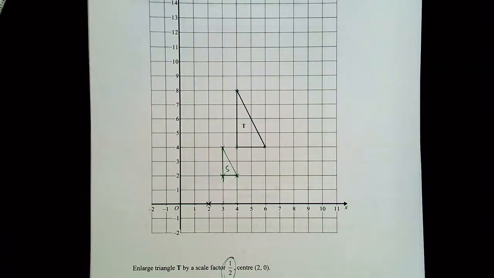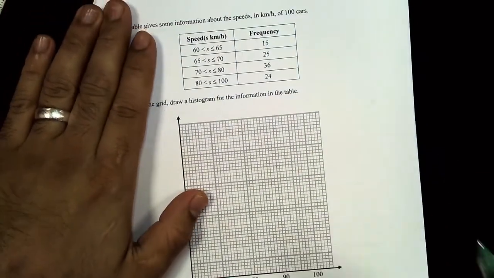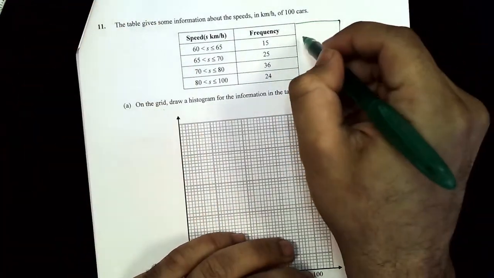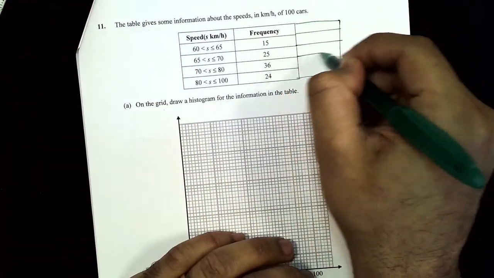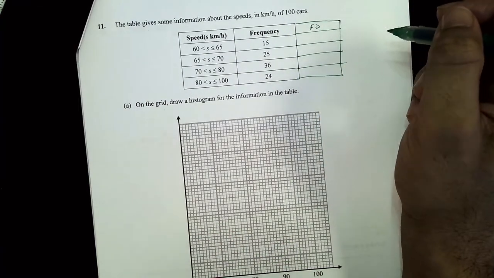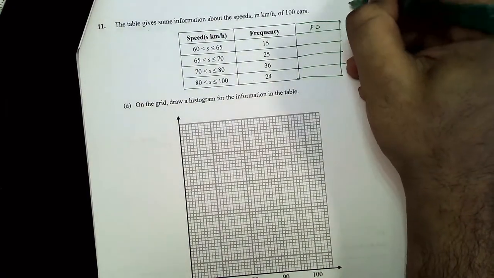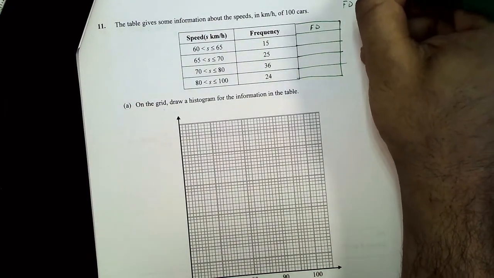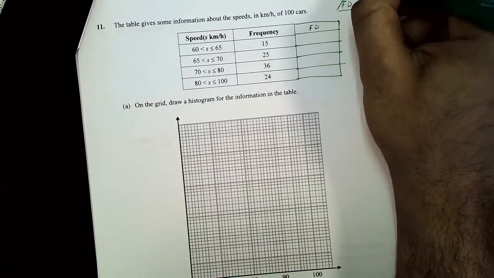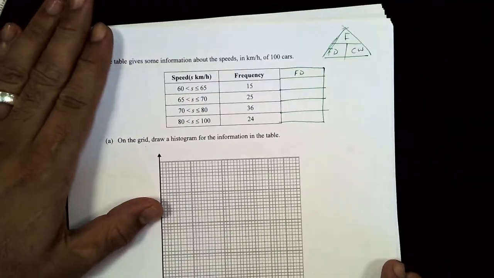Okay, question. Oh, wonderful, histogram. Okay, so a histogram requires you to add a column on, which we call frequency density. And the frequency density is basically the frequency divided by the class width. So frequency density, frequency divided by class width. What is class width, Mr. Sheikh? Well, class width, guys, is how wide these bars are. Sorry, you can't see the form of the triangle, there you go.